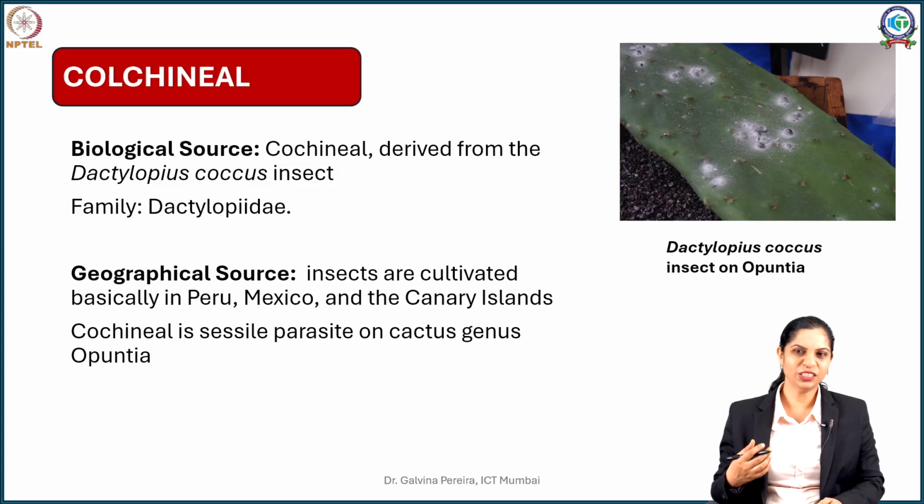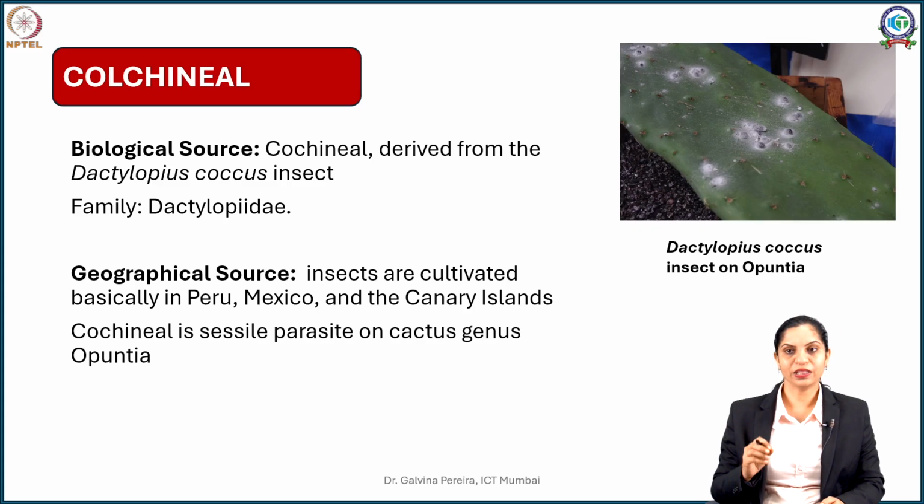So they acquire this pigment so that they can ward off other predators, and as the female insects mature, the amount of pigment goes on increasing in them. Now this is actually a sessile parasite, so they don't really move. Once they have been attached to the opuntia, they will grow and dwell in the very same place, and even lay their eggs there itself.